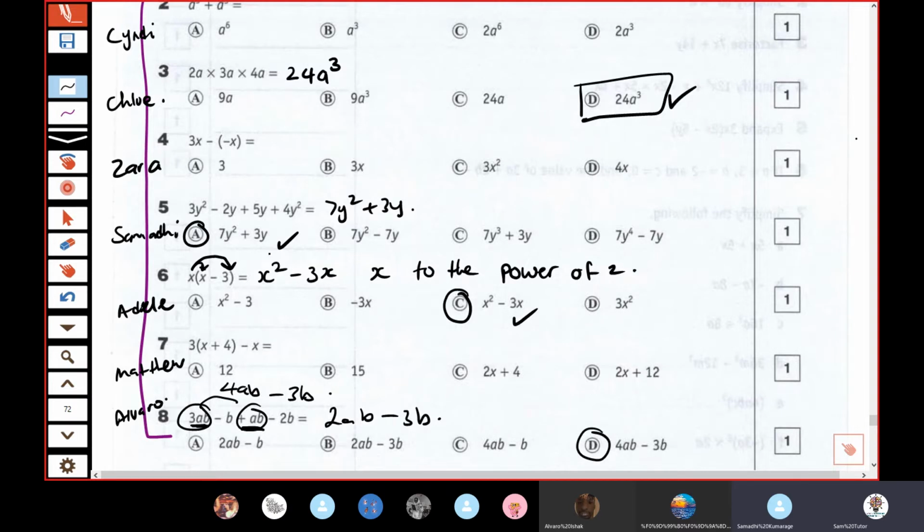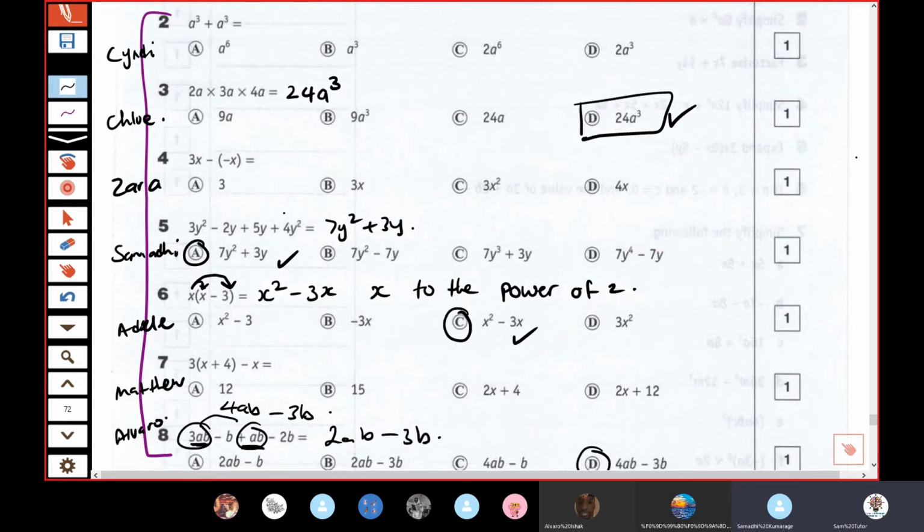All right, hold on. Was that you, Zara? Yep. Go ahead. What's your answer? I got 4x. 3x, take away, 2 negatives makes a positive x. So 3x plus x becomes 4x. Well done, Zara.